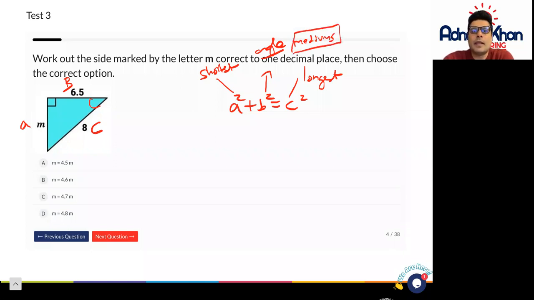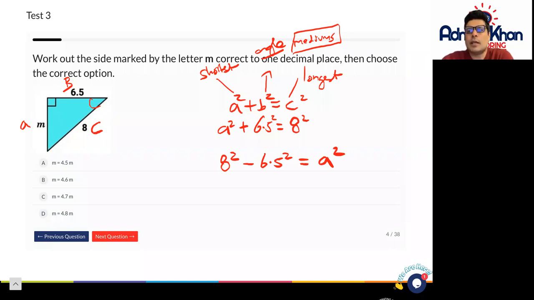Okay, so now we've got A, B, C labeled. So let's just put the numbers where they belong. So B squared will be 6.5 squared, C squared will be 8 squared, and A squared is just going to remain as A squared. So now we have A squared plus 6.5 squared equals 8 squared. Now to find A, we're going to turn this equation around, and we'll do 8 squared take away 6.5 squared equals A squared. All right, so we're just going to work this out now.